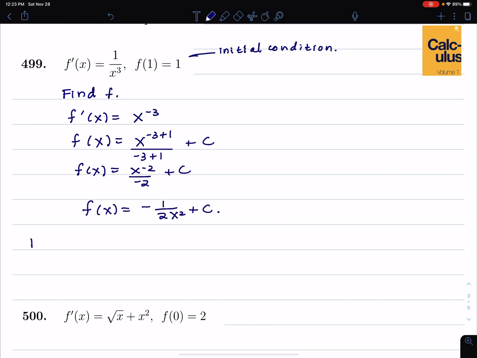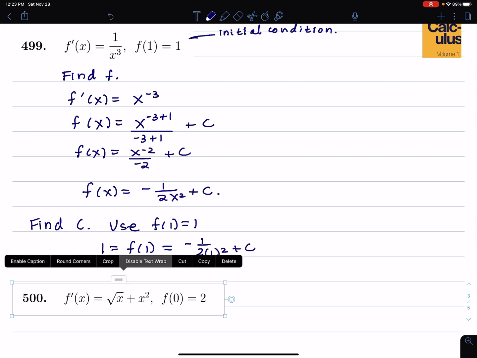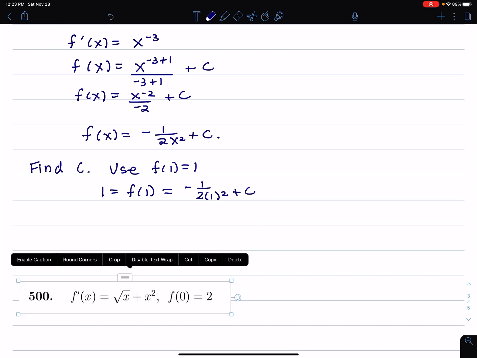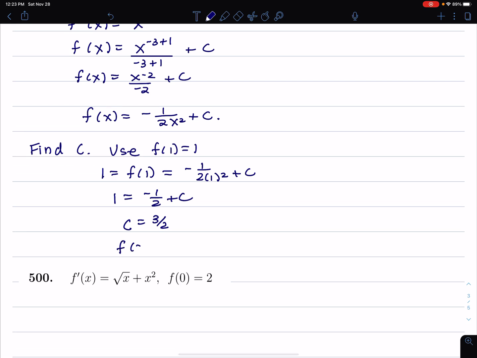But what we can now do is find c. And how are we going to find c? We're going to use that f of 1 is equal to 1. So I write 1 equals f of 1. That was given. And I plug in 1 where I see x. So I have 1 equals negative 1 half plus c. If I add half to both sides, I get c is 3 halves. And so I find f is negative 1 over 2x squared plus 3 halves.